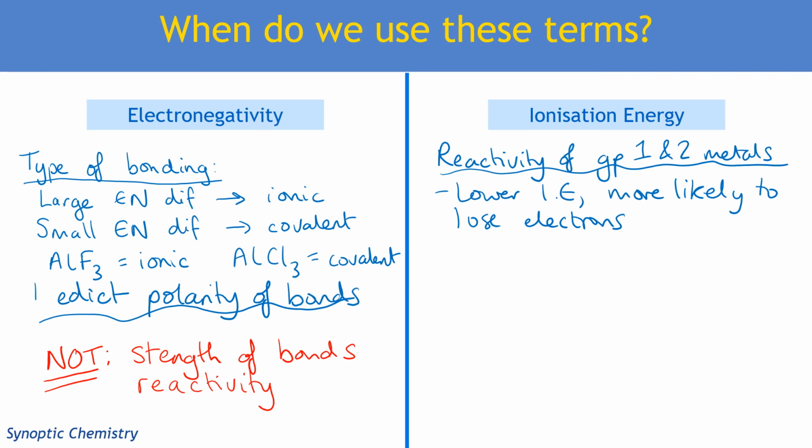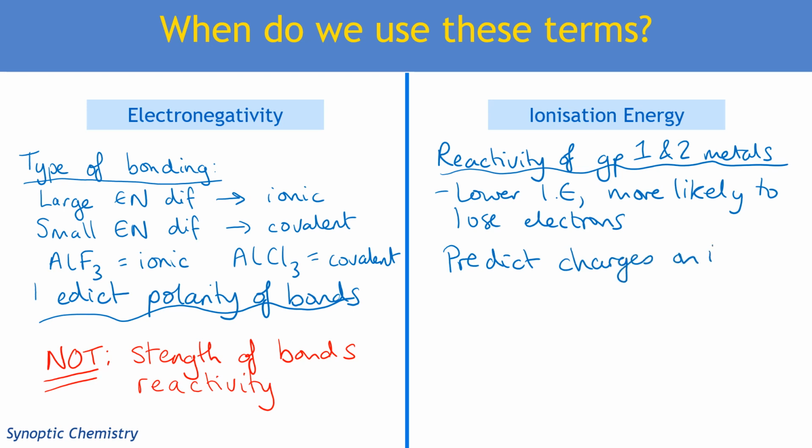It also tells us whether something forms a positive or negative ion. So we've already mentioned that. Very small electronegativity and very small ionization energy will therefore form positive ions. High first ionization energy is more likely to form a negative ion. And it also explains why things make the charges they do. So we can predict the charges on ions.